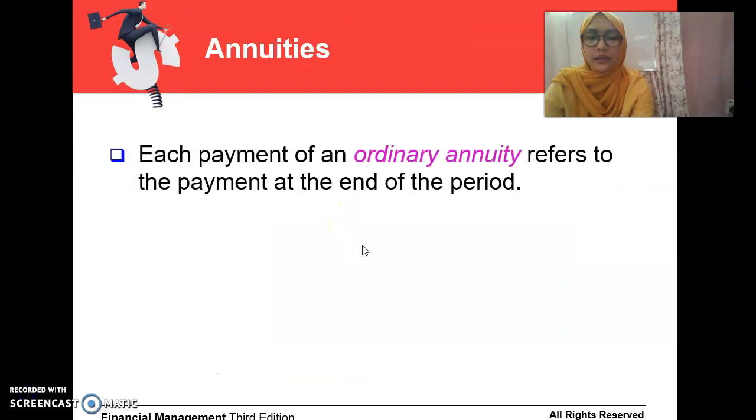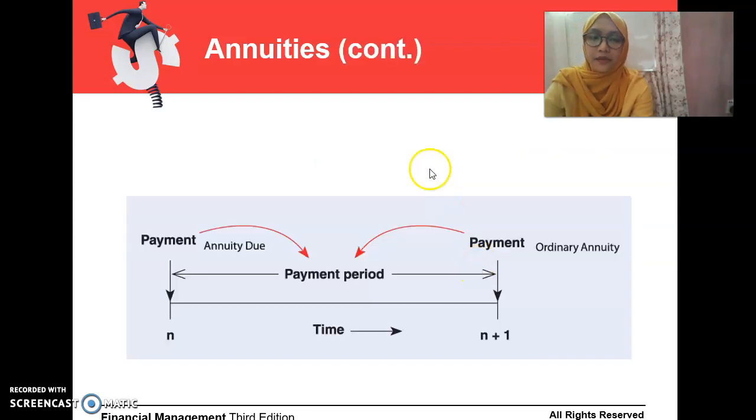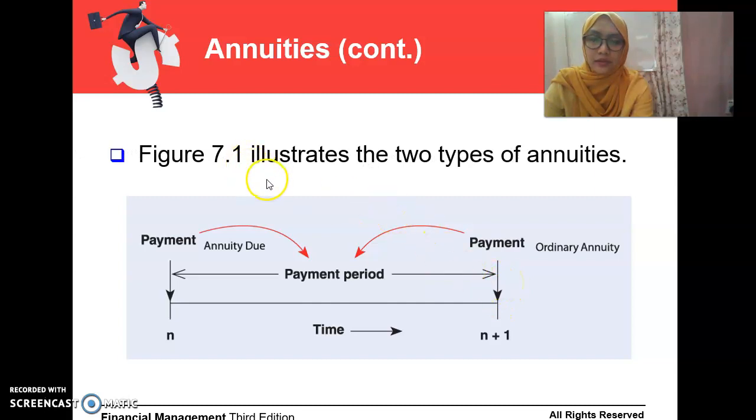Next, annuity. What is annuity? Each payment of an ordinary annuity refers to the payment at the end of the period. Annuity due means that the payment period starts at the beginning of the period. Whereas for an ordinary annuity, you have to pay at the end of the period. Figure 7.1 illustrates the two types of annuity, which are annuity due and ordinary annuity.